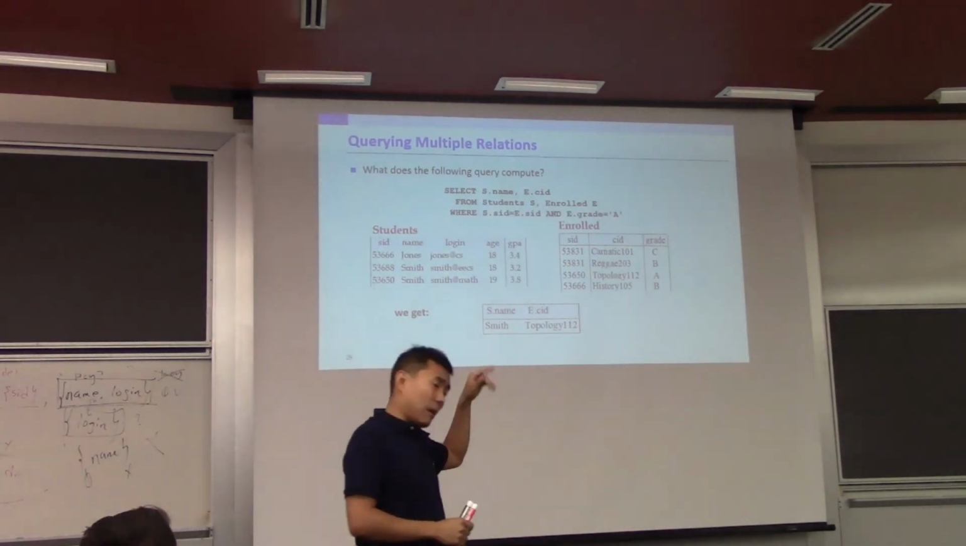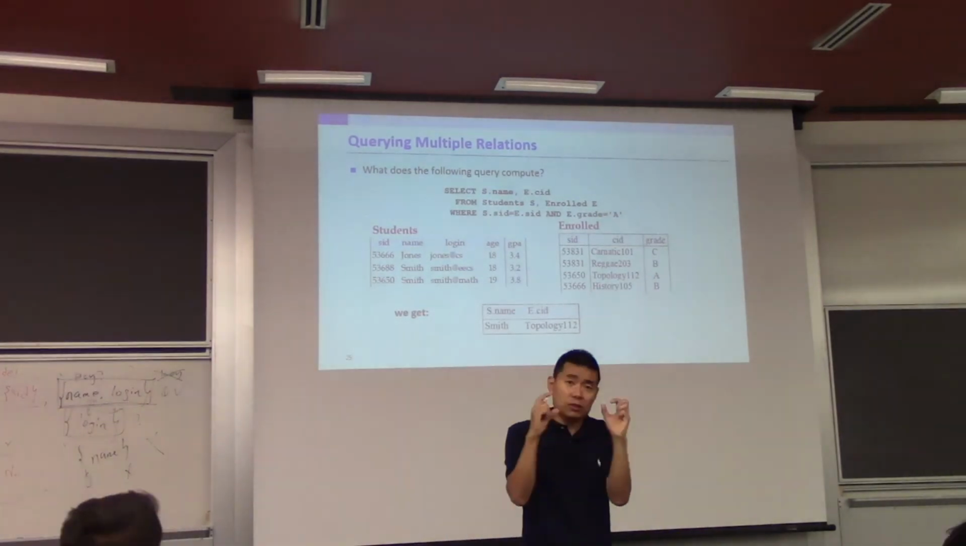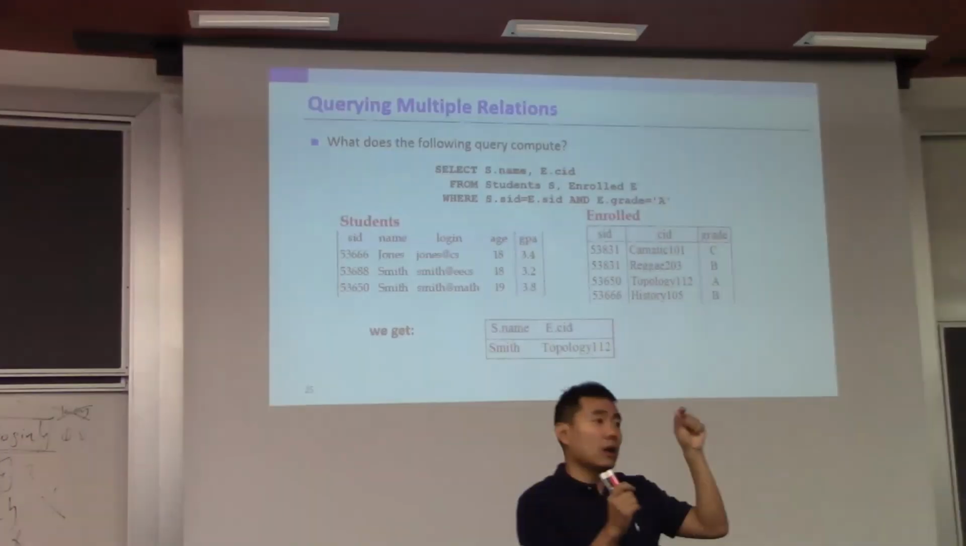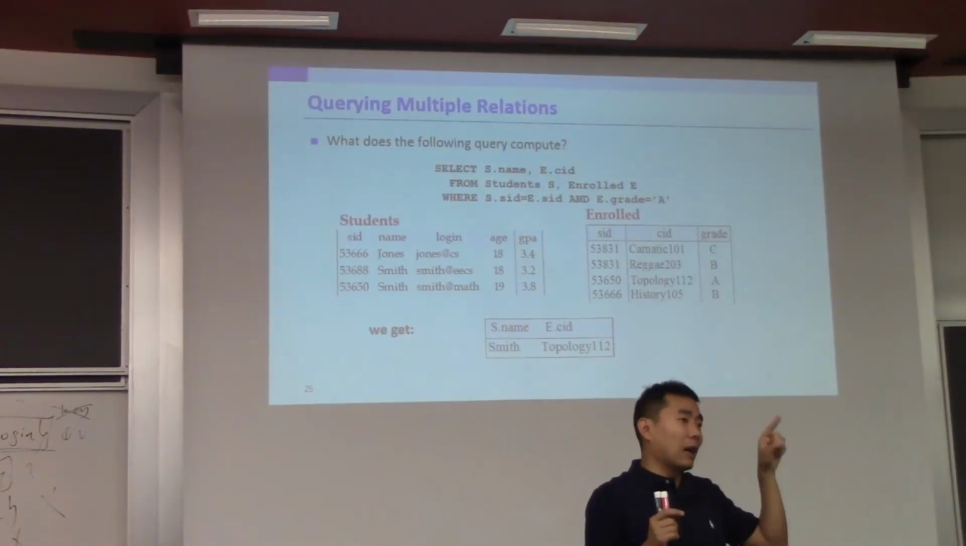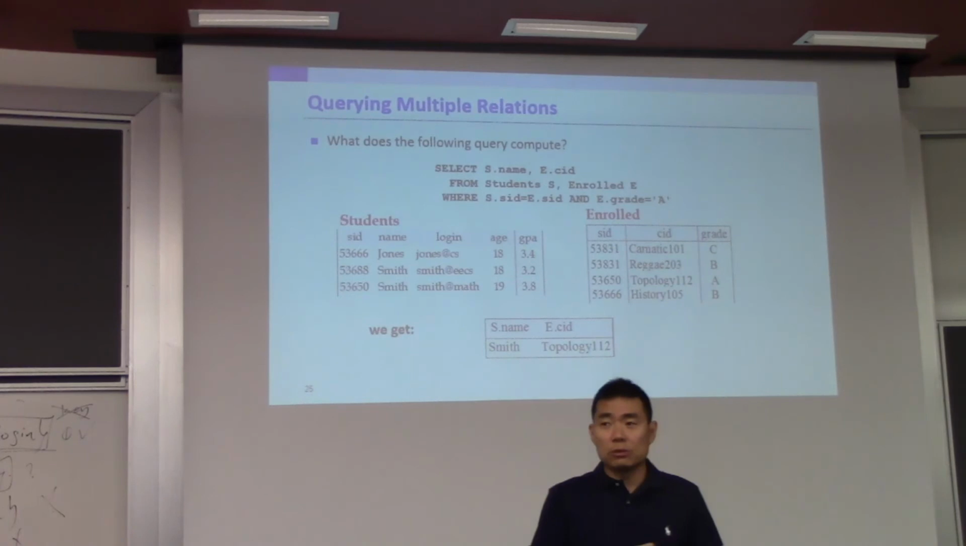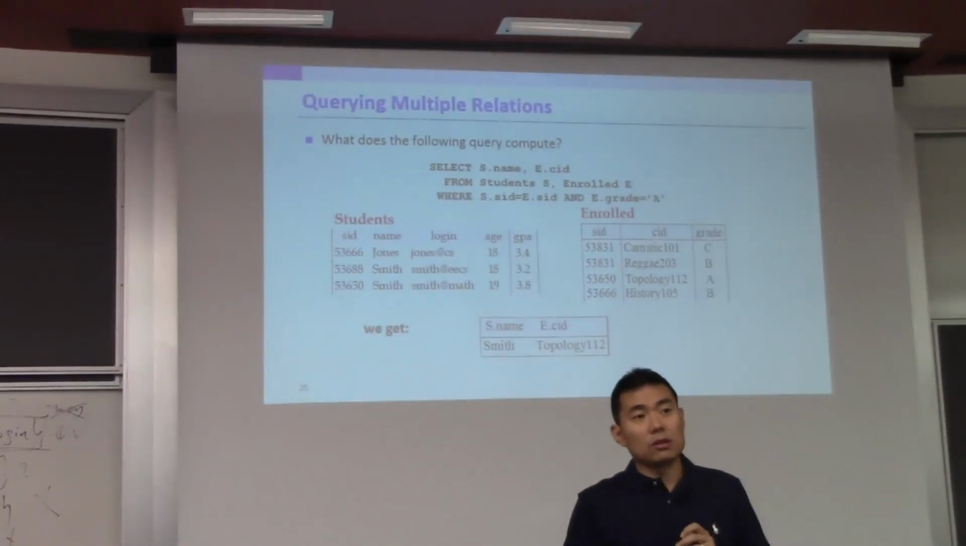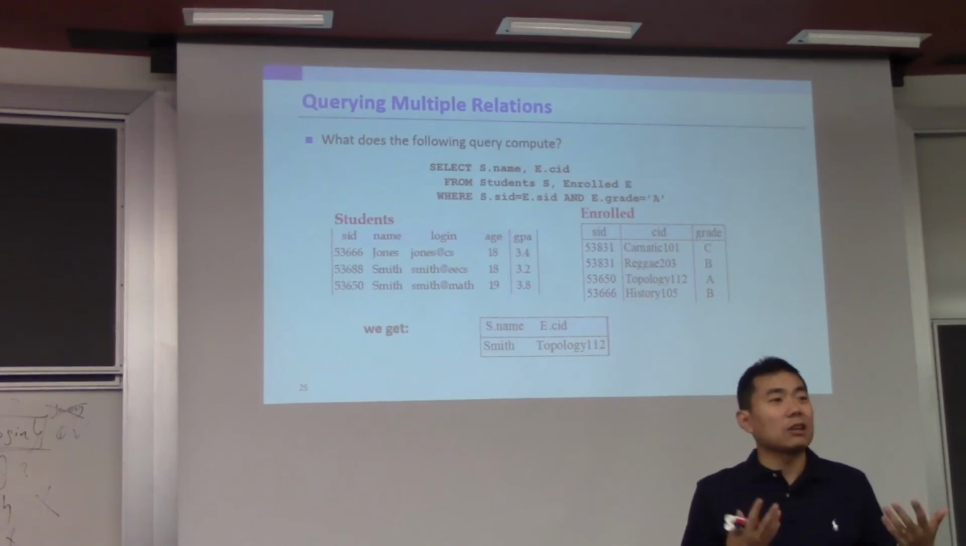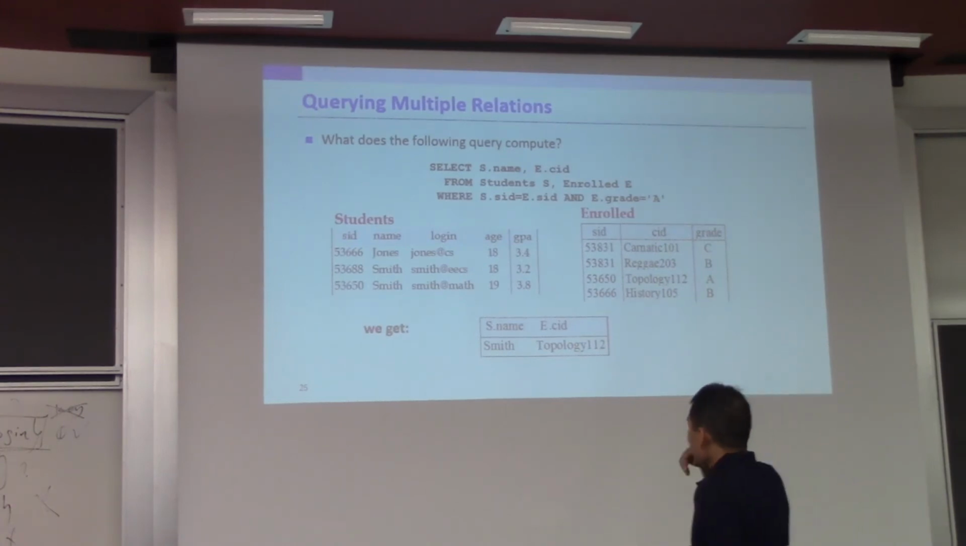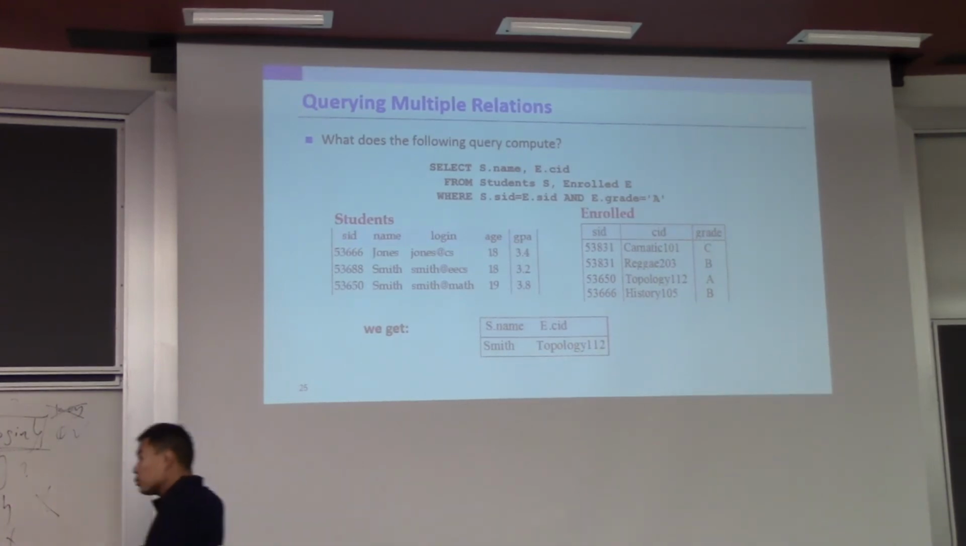And this is where I mentioned earlier the alias concept becomes really convenient because you can now use s and e to specify SID from student and SID from enrolled respectively, rather than using students and enrolled all the time, which is a little bit less convenient to write. Okay, so you got the results. So what's really going on here?